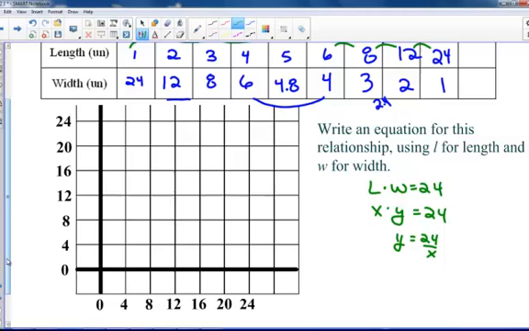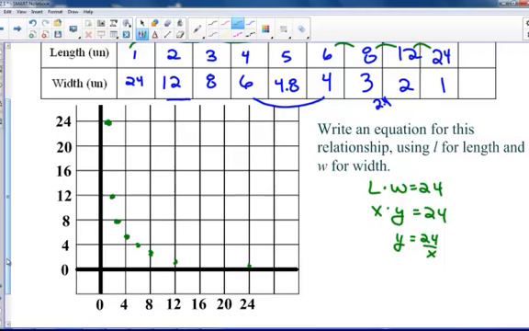This is something called a hyperbola. Let's go ahead and graph it. Over 1 up 24, over 2 up 12, over 3 up 8, over 4 up 6, 6 gives us 4, 8 gives us 3, 12 gives us 2, 24 gives us 1.